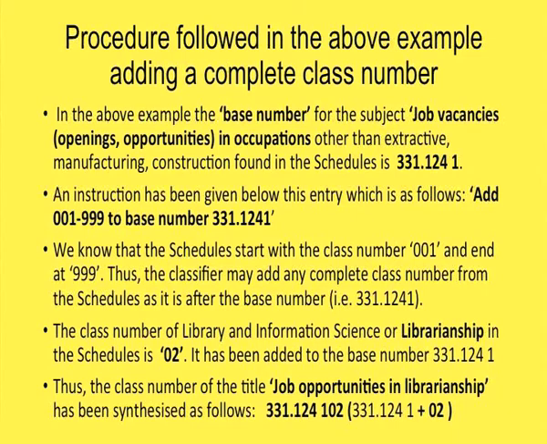So, we can add any number from the schedule and it becomes job opportunities for that particular occupation. The complete schedule can be used, any number from the schedule. When we find this instruction, add 001 to 999, it means any number from the schedule, any subject number, can be added. We have to add the complete class number from the schedule. So, this is another example where after the base number we have added the number for library and information science. The class number for library and information science was 02, which was added to this number.